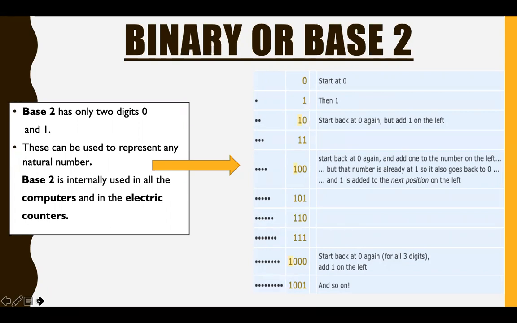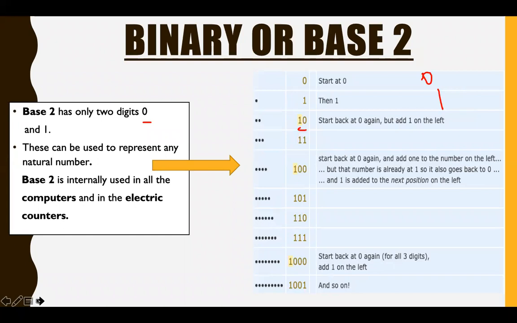Okay, so binary, base 2. For binary you have only two digits, 0 and 1, and they are used to represent any natural number. Base 2 is often used in computers and all other electronic devices. In this base, you start with 0, then 1, then again 1 but add 1 on the left and start with 0, so it becomes 10.